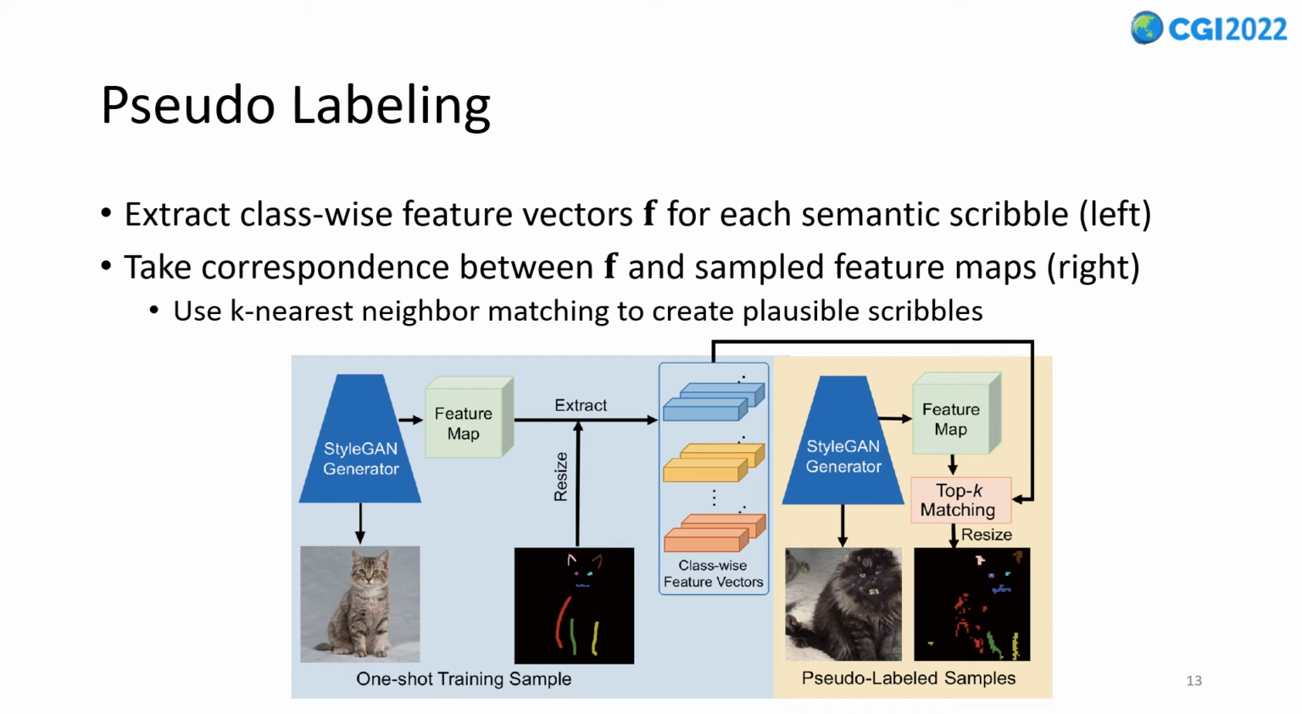As you can see in the left part of the figure, we first extract classified feature vectors f corresponding to each semantic scribble. We then find matchings between the feature vectors and pixels in images newly sampled from StyleGAN. As you can see in the right part of the figure, we take the correspondence between f and sampled feature maps using k-nearest neighbor matching to create plausible scribbles.